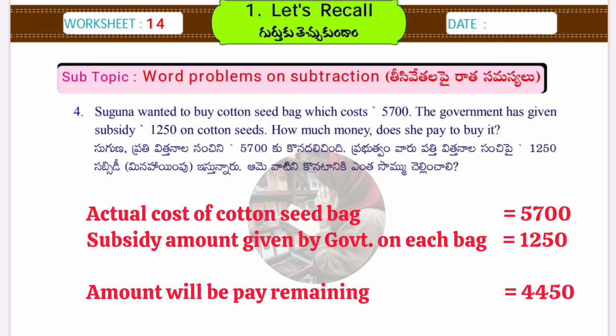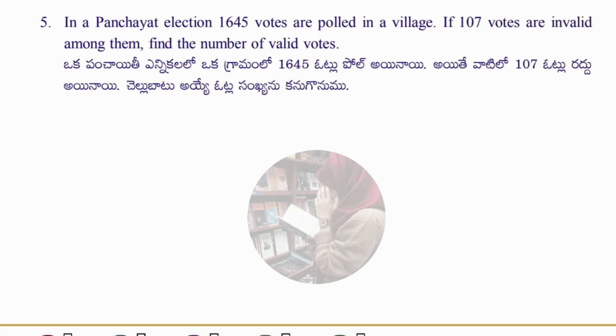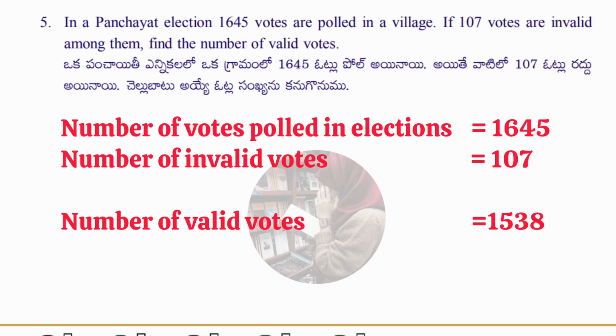4450. Okay guys, now we'll see the fifth question, which is in a panchayat election 1645 votes are polled in a village. If 107 votes are invalid among them, find the number of valid votes. Okay, so see the solution. This is also simple. So number of votes polled in election is 1648. Number of invalid votes are 107. So if we do the subtraction, we'll get the valid votes. So the number of valid votes are 1538. Okay guys, in this way you have to find out the solution for this type of problems.